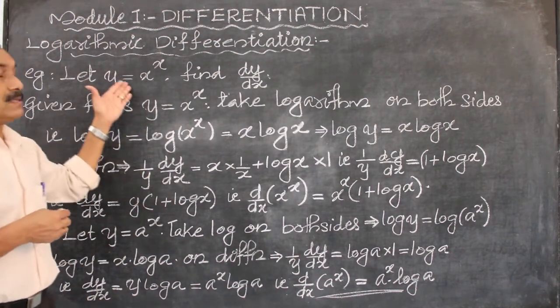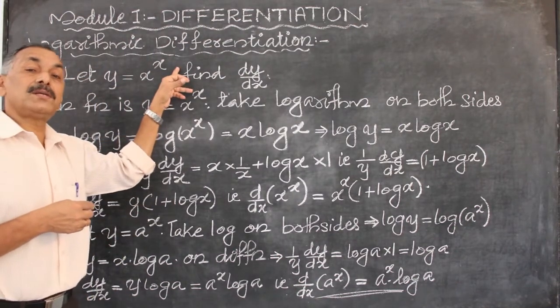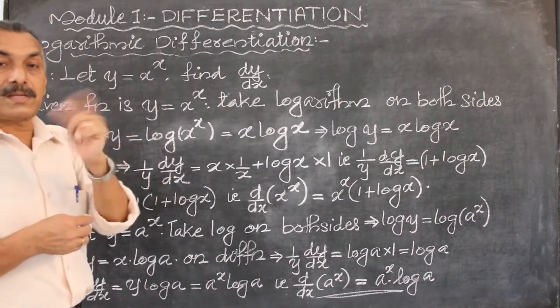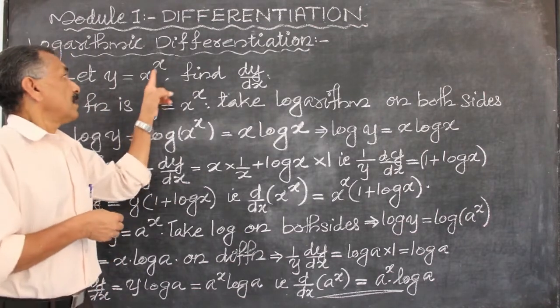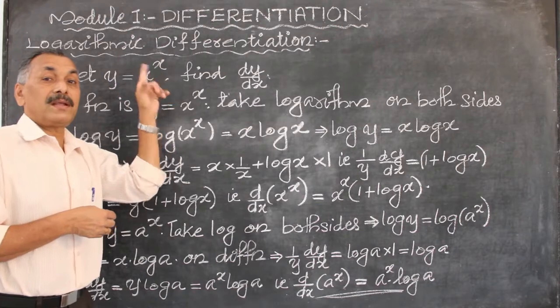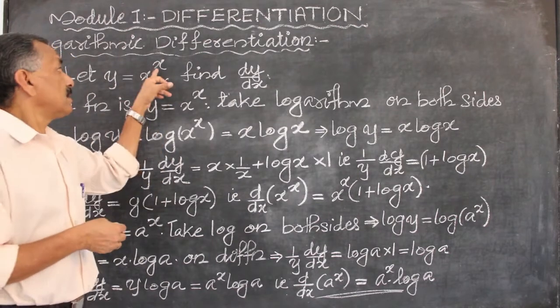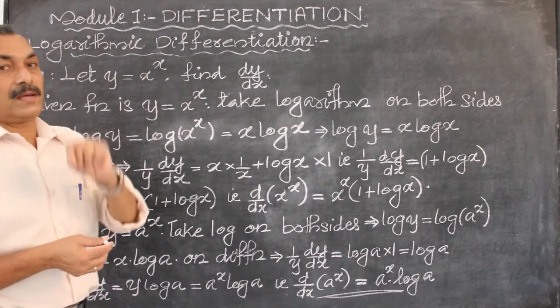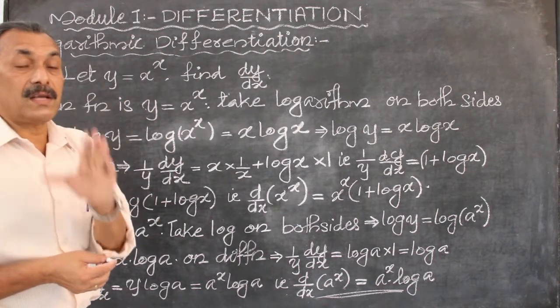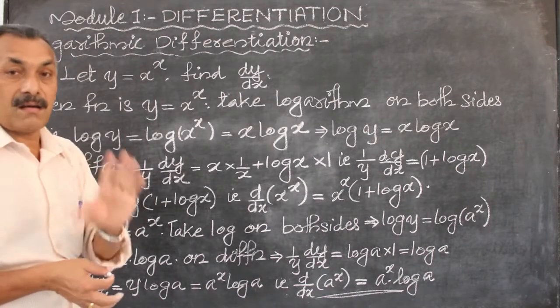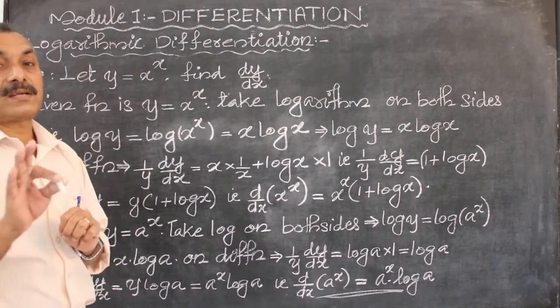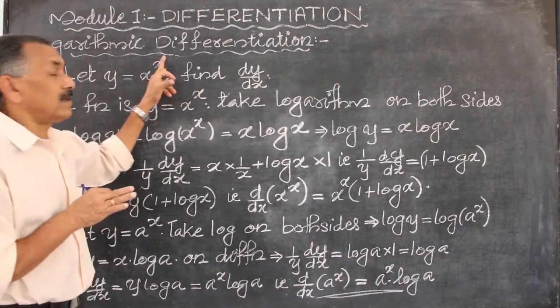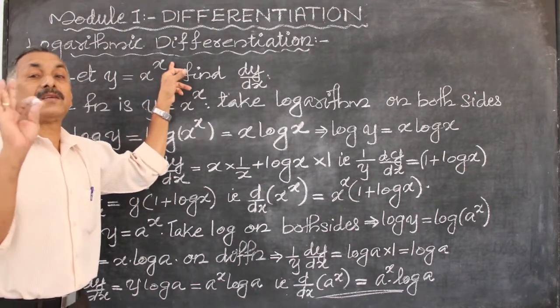What is the derivative of x raised to n? It is equal to n into x raised to n minus 1. Here, the exponent n is a real number. Here it is x raised to x, where the exponent is again a function. If the exponent is again a function, then to find the derivative, we consider the logarithm.